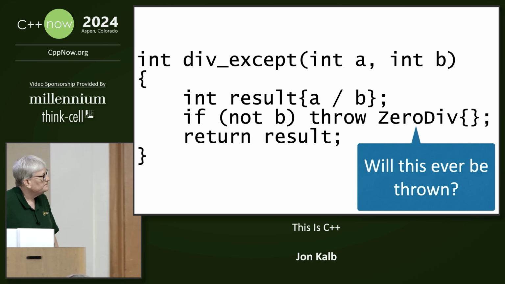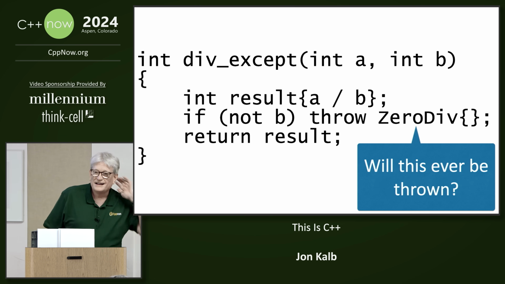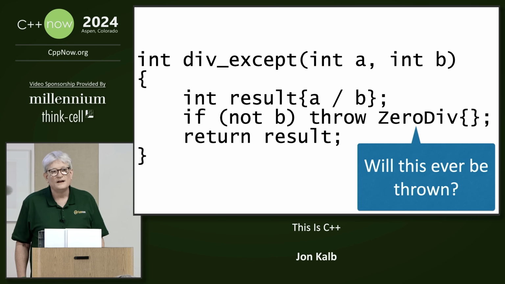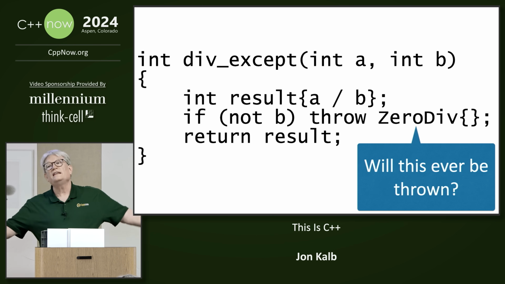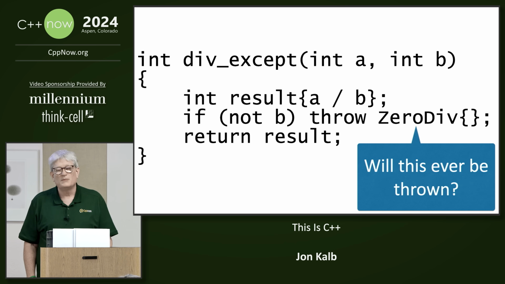So, is that exception ever going to be thrown? No. Well, if B is zero, then we have undefined behavior. Therefore, anything can happen. So in theory, that exception can be thrown, but it's not going to be.